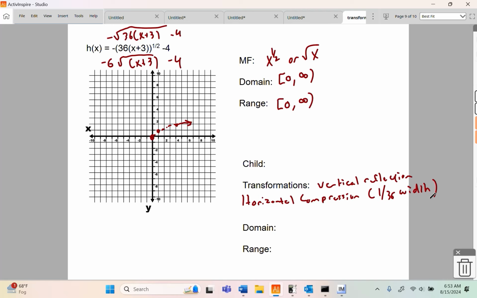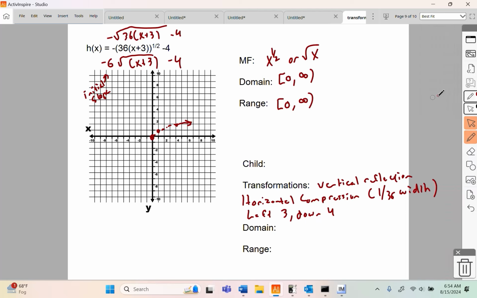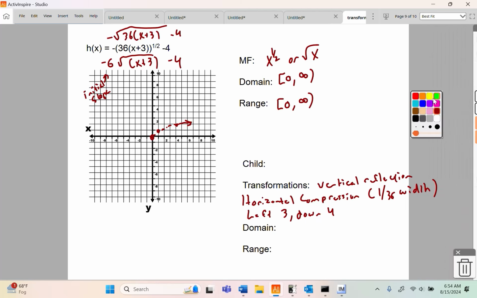One-36th width. And then, of course, we have the easy stuff, left 3, down 4. We'll do everything with this guy because we'll just use this concept of initial slope. All right, so left 3, just do black. Left 3, down 4. Back 3, fall 4. Puts me about right there.